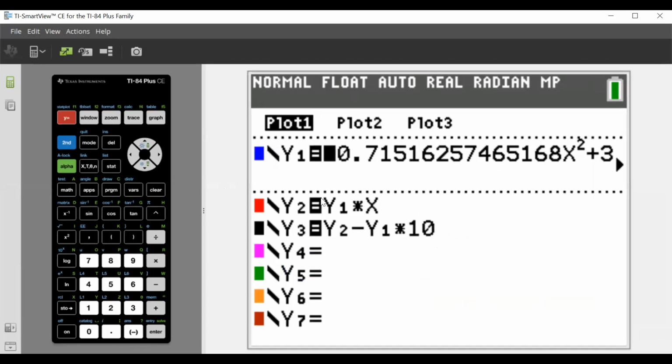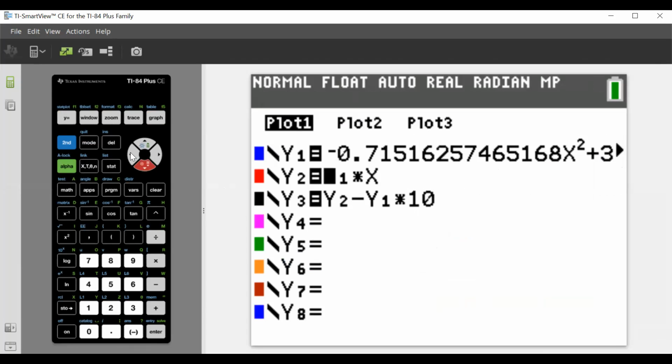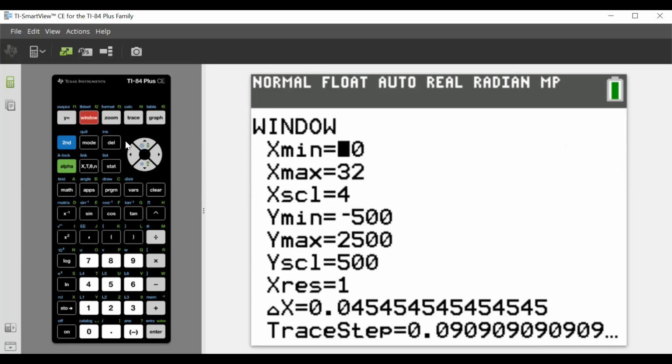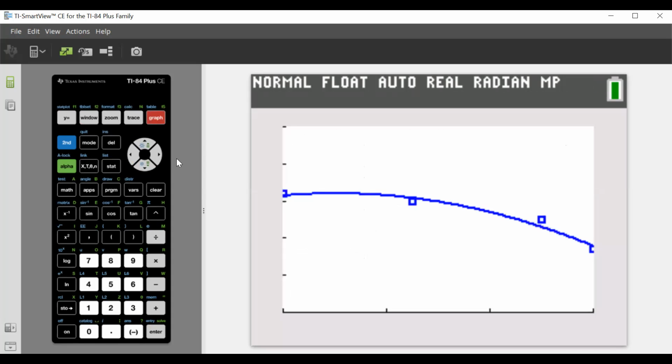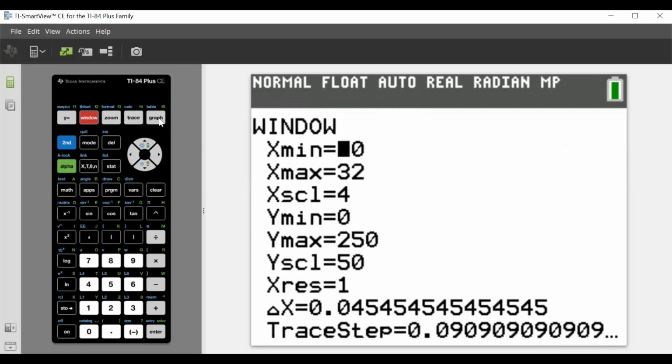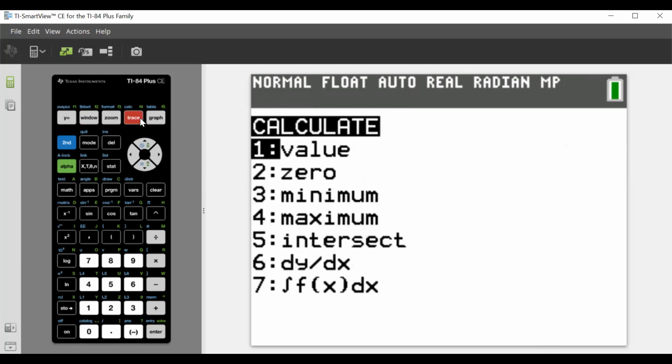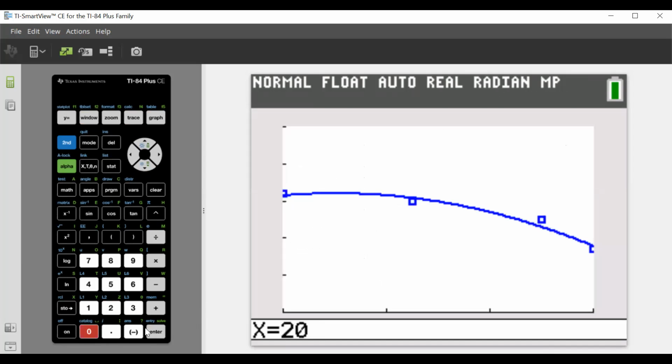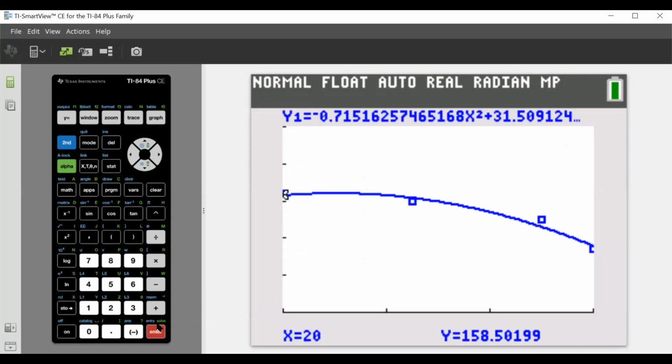So let's turn off this one, and let's turn off this one, and then we can go and not go as far. We can go from 0, and then I think we can go to maybe 250. I don't know what our value will be, but maybe that'll get us into the region. Yeah, there we go. Because we're between the 20 and 32 now, we're going to say, okay, calc the value. Let's do 20 first. So we get 158.5019. So that's going to be our 20.